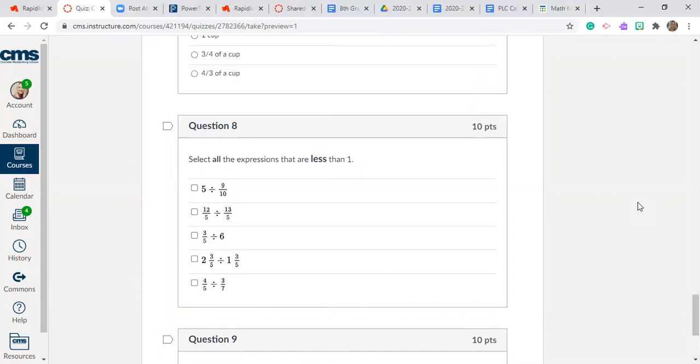Question number 8. Select all the expressions that are less than 1. So you're going to select all of these that are less than 1. So remember, you might have multiple answers here. Go ahead and pause, and you're going to do each one of these in your notebook to determine if they are less or greater than 1. If they're less than 1, then you're going to check them. Pause and do the work.